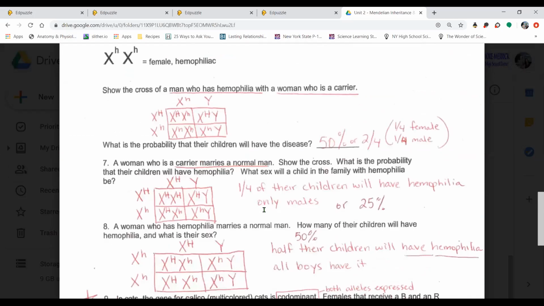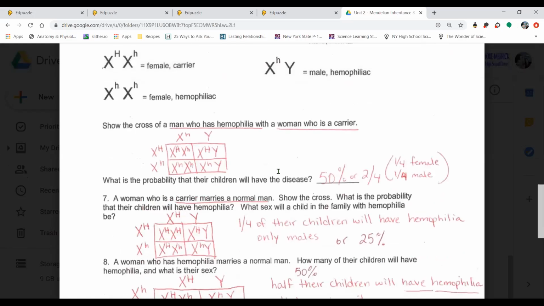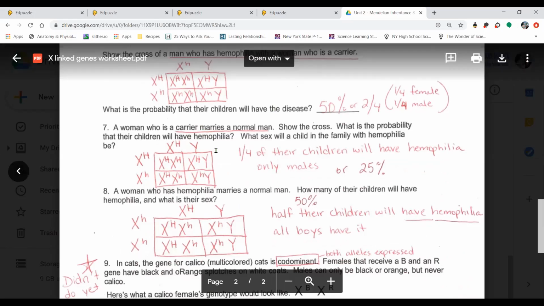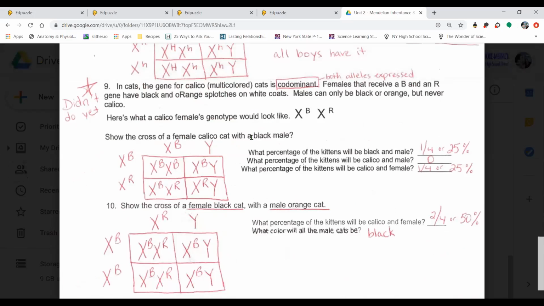You too, sweetie. Bye. So the problems on the back are just continuing with the same examples, only this time instead of eye color in flies, it's people with hemophilia. It's the same type of inheritance. It's X-linked. It's recessive. So you're going to just keep using the same notation. They keep doing the same practice problems.